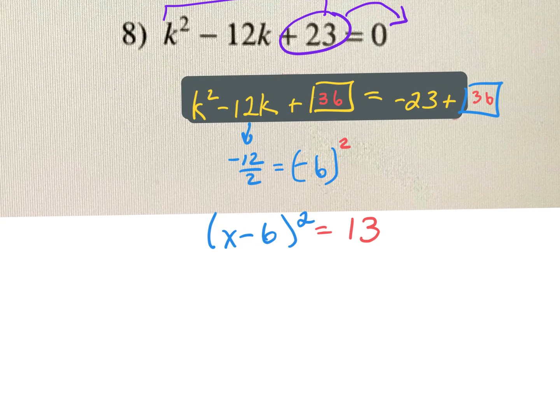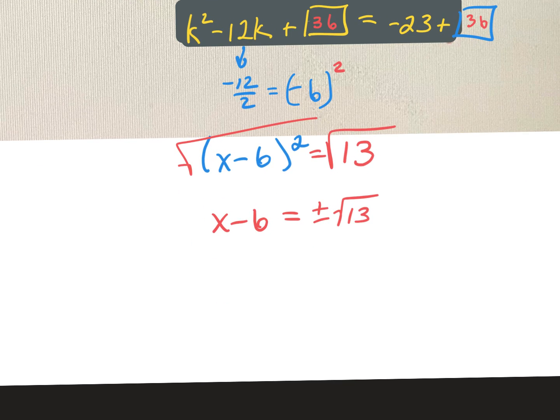So now I want to solve for x. I'm going to take the square root of both sides. So I have x minus 6 equals. What goes in front of my square root of 13? Plus or minus. Good. Do you guys know the square root of 13? No, so just leave it. And now I have one more step. I have to add 6 to both sides. So I have two x values.